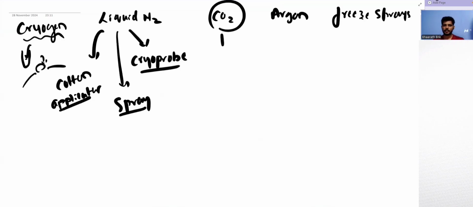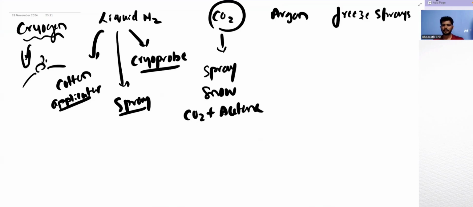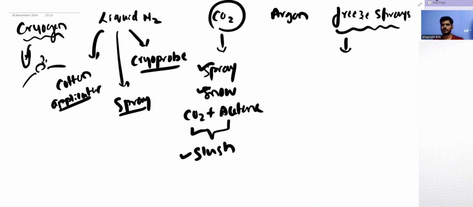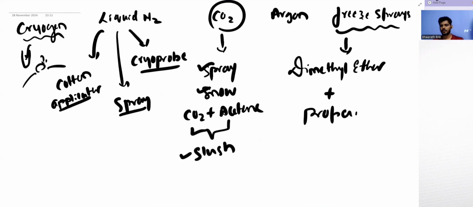Now, carbon dioxide can also be used as a spray. It can also be used as snow, or carbon dioxide and acetone can be mixed and used in the form of a slush. So it can be used as a spray, snow, or slush. Freeze sprays contain a pre-mixture of dimethyl ether and propane. These are also stored under high pressure. When you release them, they lose temperature and freeze.